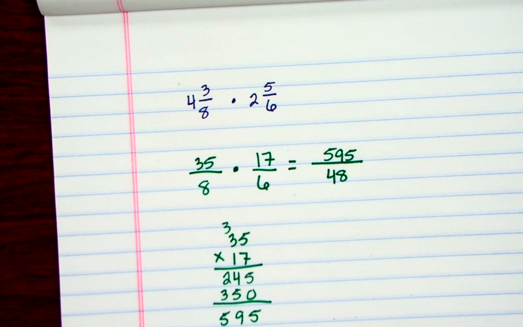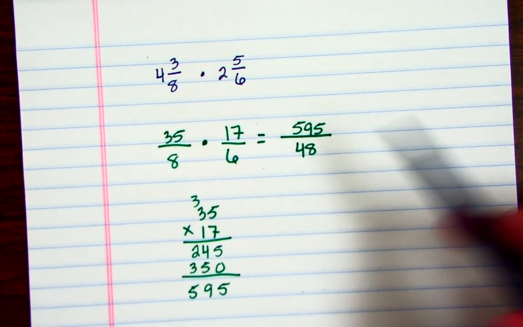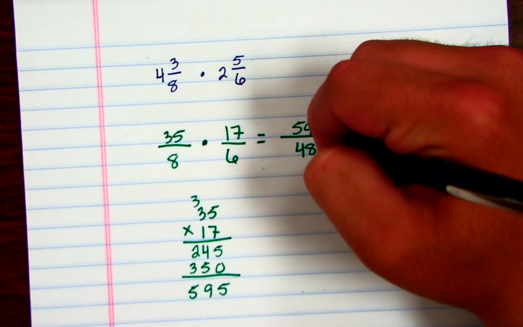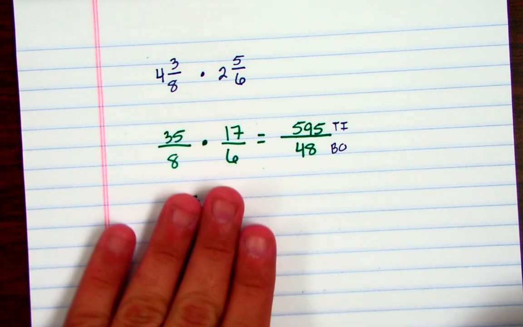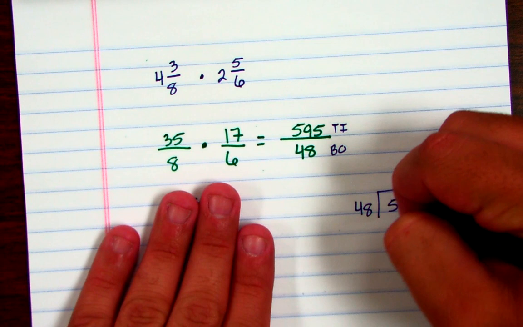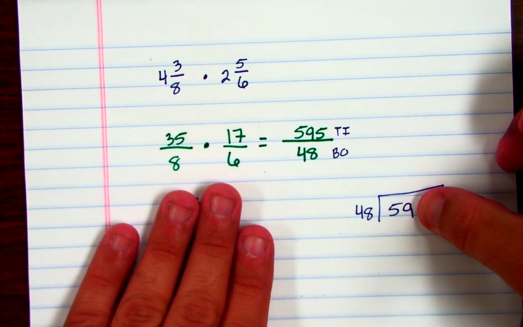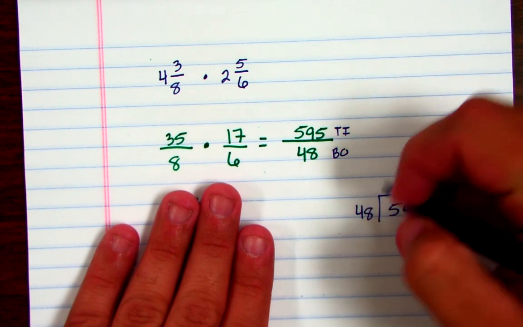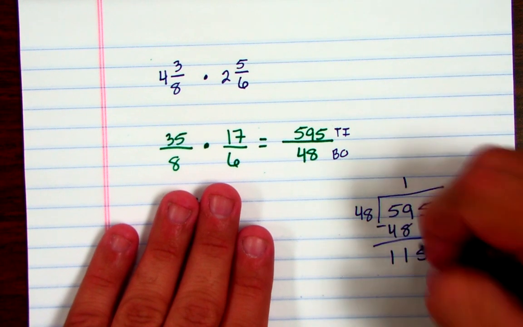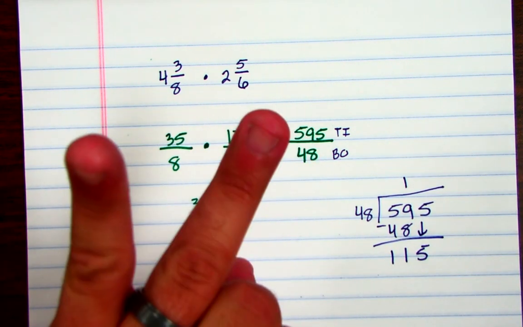Now, I do not want to draw 595 dots and circle them into 48 groups. So here's what I'm going to do. I'm going to divide top and bottom out. Okay, how many times can 48 go into 59? One time. How many times can 48 go into 115? 48, 96. Goes in there 2 times.